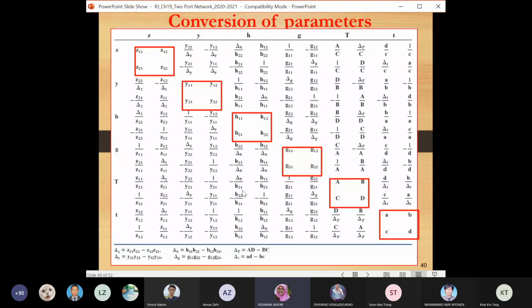Okay, and if you put the 6 values here: the Z parameter, the Y parameter, hybrid parameter, G parameter, capital T, which is the ABCD parameter, and the small t parameter, which is the inverse transmission. So you can put them on the vertical and horizontal, and you will relate them, so that you can simply have the value of each of them. This table, I don't like this table. There's another table. I think this one is from the textbook, but I like the other table.